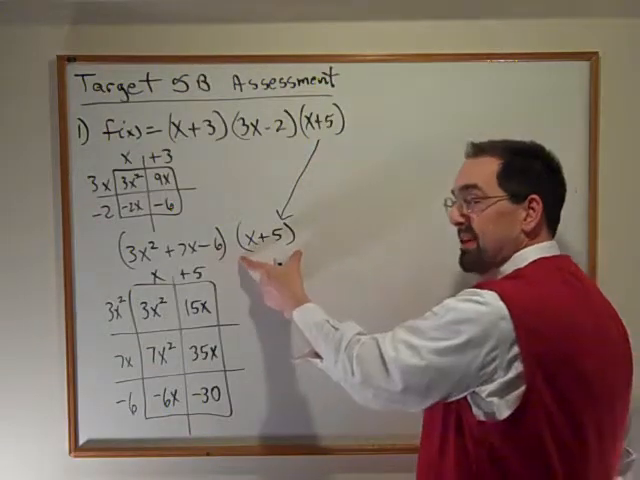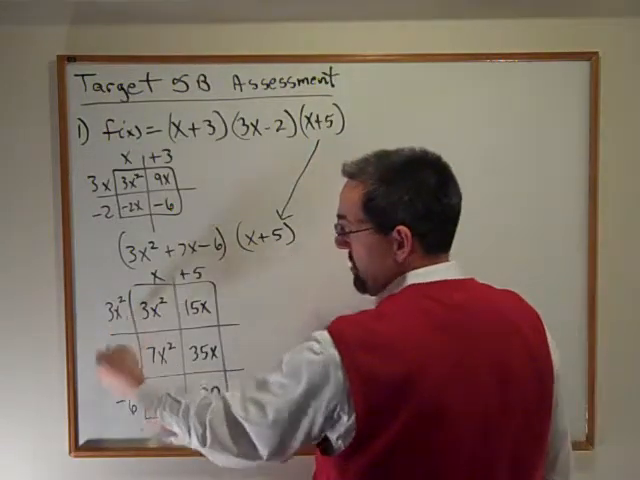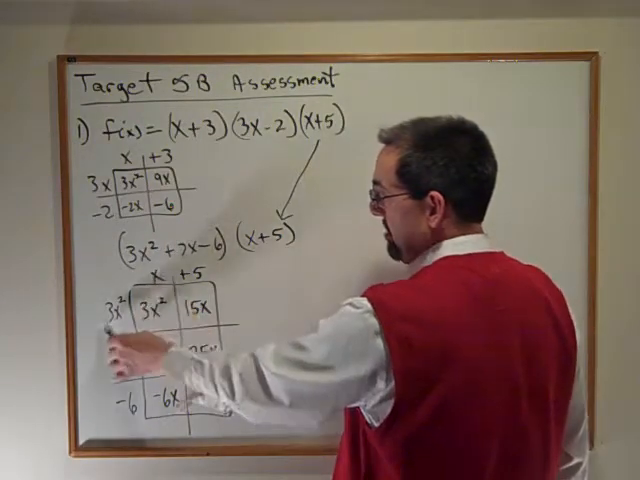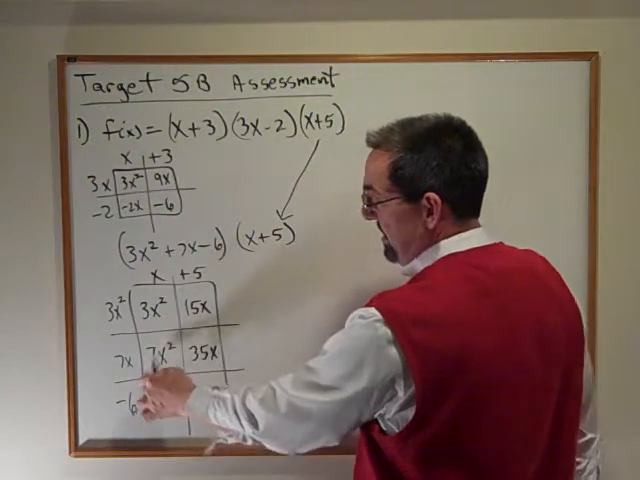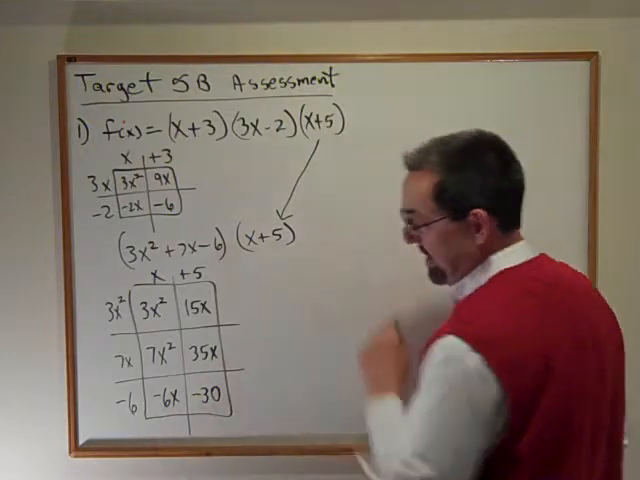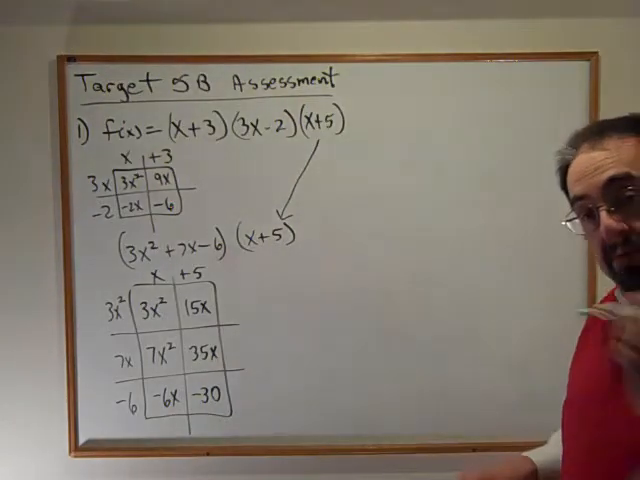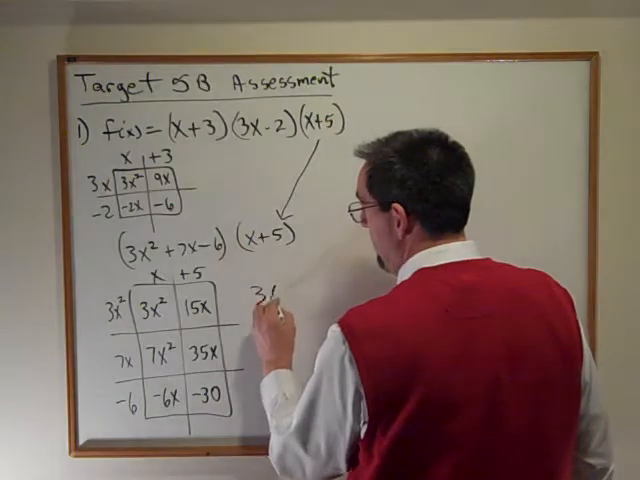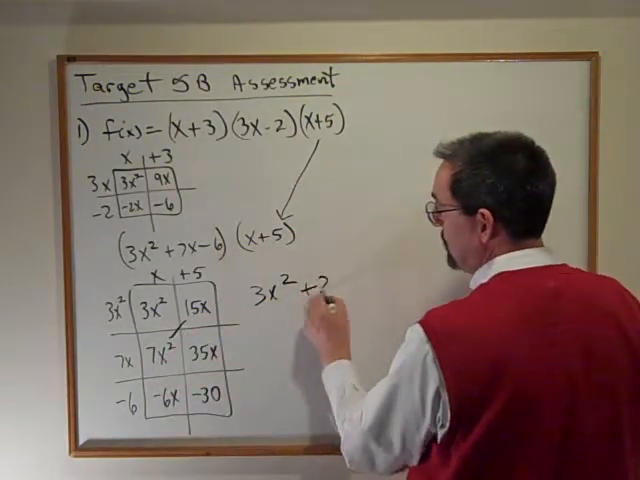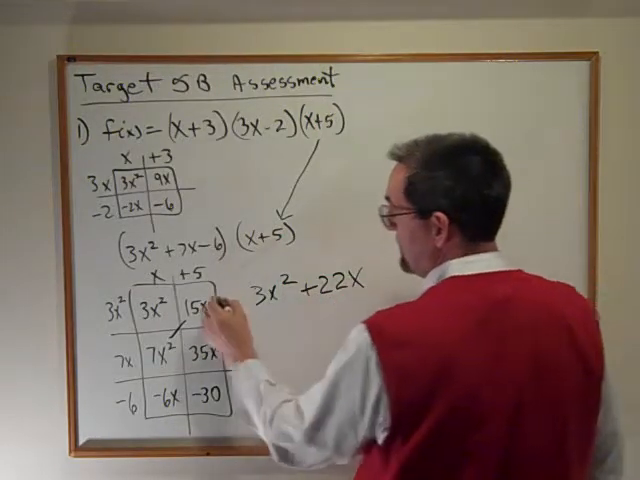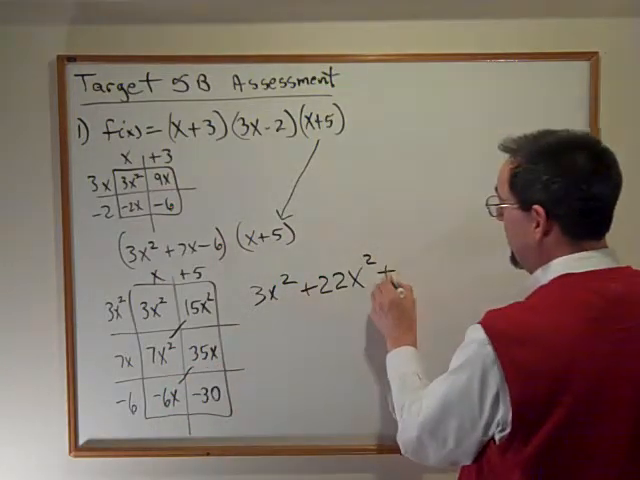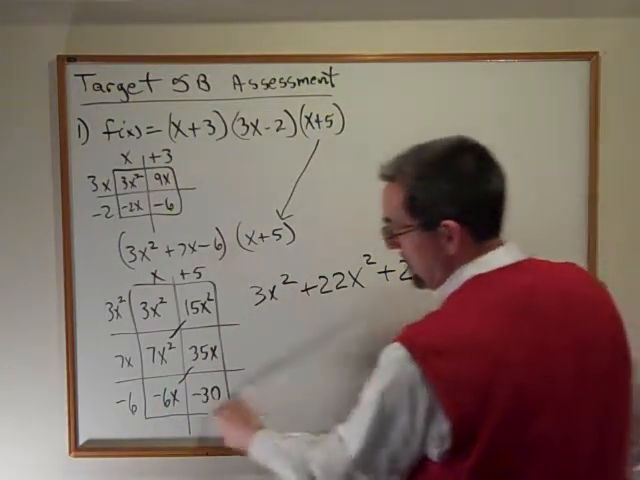Then we multiply by the x plus 5. 3x squared, 7x, negative 6, x plus 5. We get 3x cubed, 15x squared, 7x squared, 35x, negative 6x, and negative 30. The last step, add up all the boxes. Adding like terms, 3x cubed plus 22x squared plus 29x minus 30.